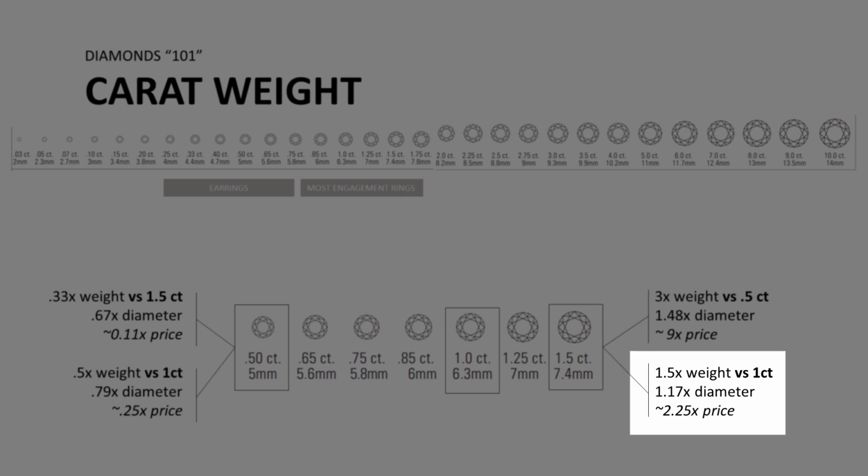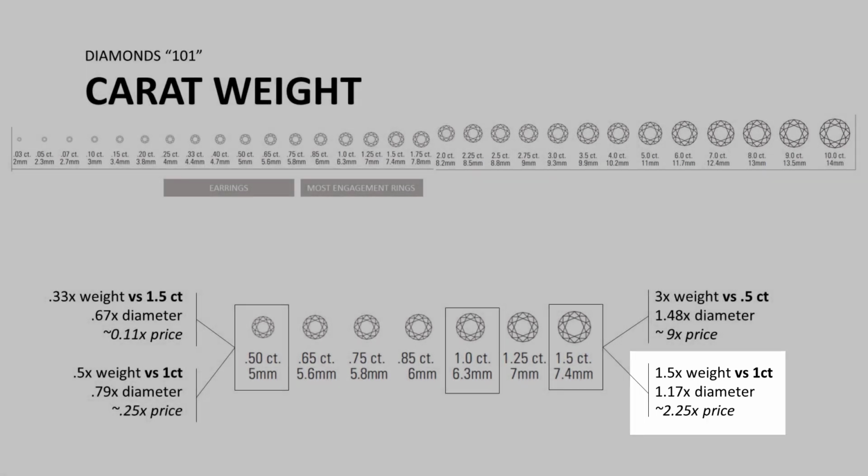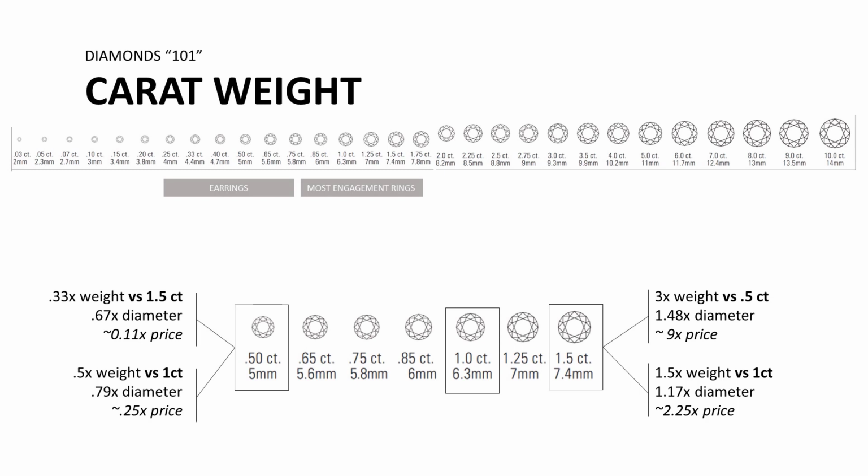So a 2-carat diamond, for example, is going to cost 4 times what a 1-carat diamond would cost. And conversely, a 0.5 carat diamond will probably cost somewhere in the neighborhood of 1/4 the cost of a 1-carat diamond. So price moves in relation to the square of carats. Okay?